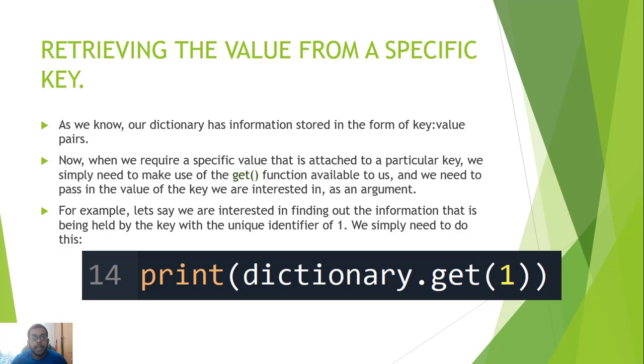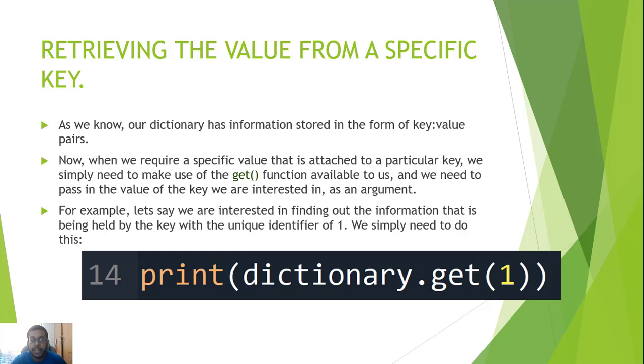Retrieving the value from a specific key. As we know, our dictionary has information stored in the form of key value pairs. Now, when we require a specific value that is attached to a particular key, we simply need to make use of the get function available to us, and we need to pass in the value of the key we are interested in as an argument. For example, let's say we are interested in finding out the information that is being held by the key with a unique identifier of 1. We simply need to do this.